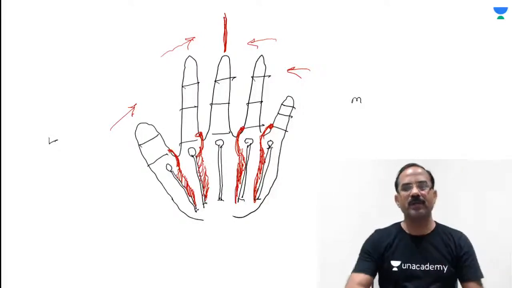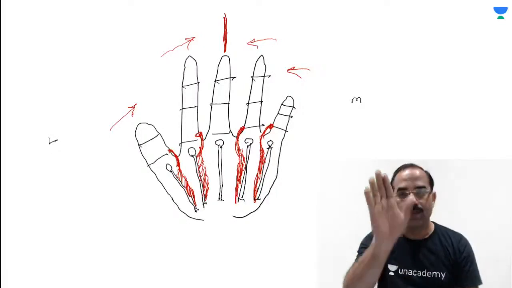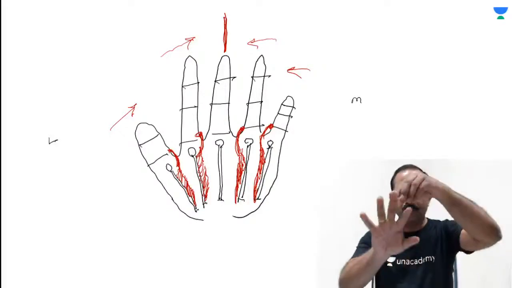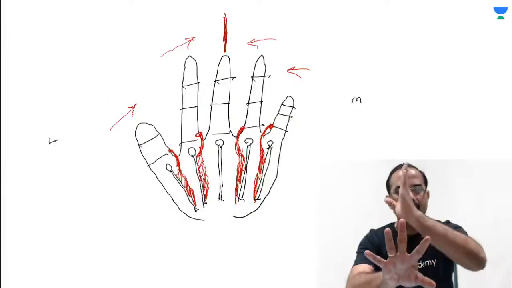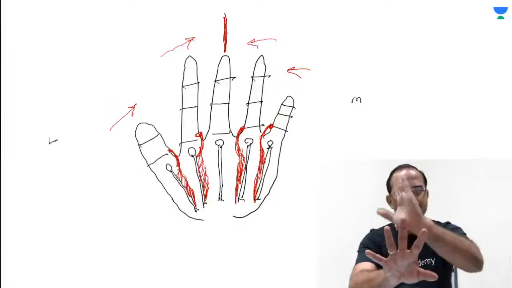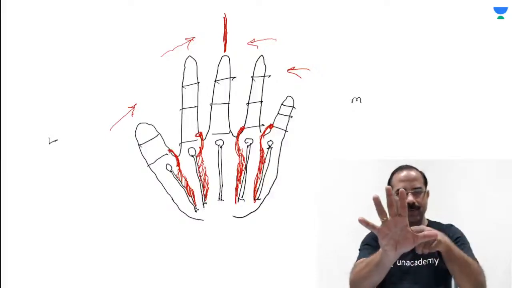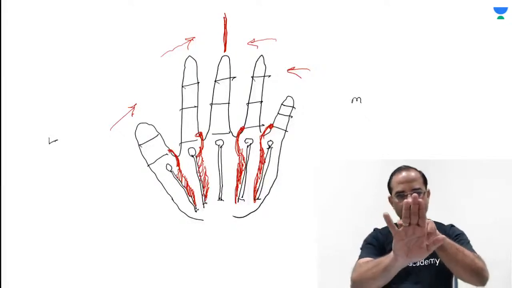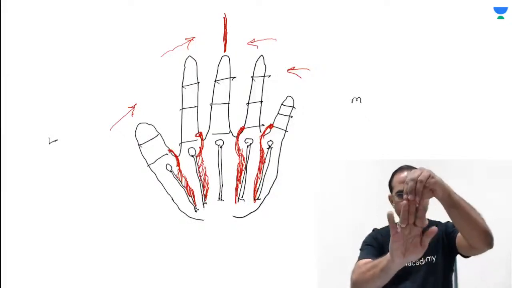So what is the action of palmar interossei? Adduction of fingers. Look, there is no palmar interossei for the middle finger. Remember this, because this middle finger is already in adducted position. So no palmar interossei for this. So for this, palmar interossei is inserted here on the medial aspect. Here medial, this is lateral and this is lateral. So this is adduction of fingers.